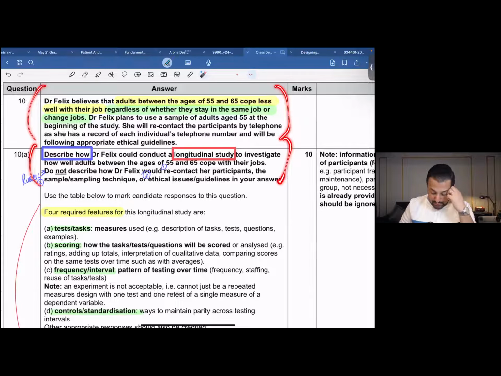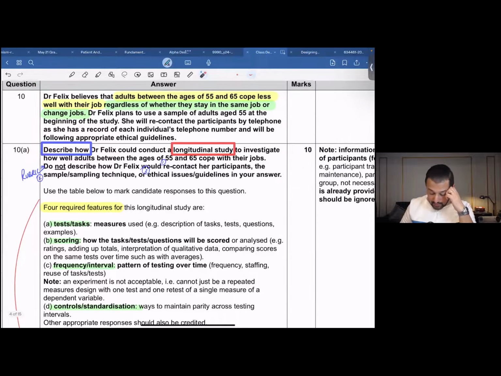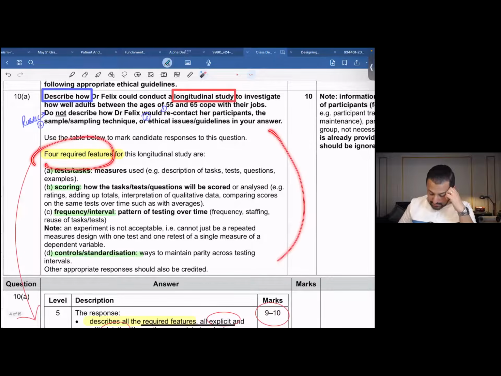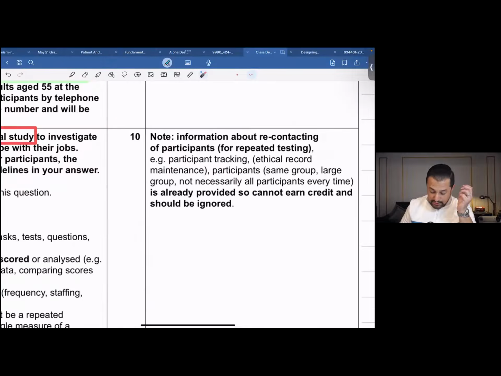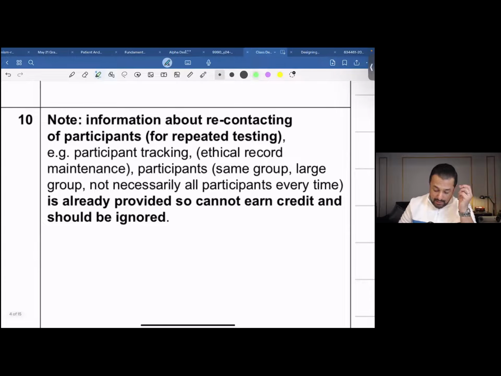We had spoken about the generic marking bands or the levels, and now we've spoken about the requirements of a longitudinal study, right? This is how you'd be graded. You might as well read the fifth, fourth, and third level, all three, so that you could distinguish or differentiate. Something important has to be noted. Remember, information about recontacting of participants for repeated testing, example, participants tracking, ethical record maintenance, same group, large group, not necessarily all participants every time, is already provided, so cannot earn credit.